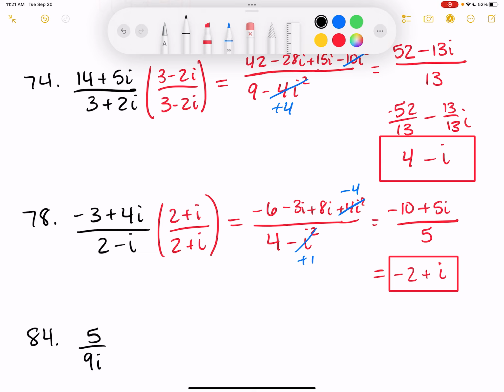We can do 9i over 9i, but that's going to end up requiring us to reduce something eventually, so we can actually just multiply it by i over i. That's what I was saying. So that's going to give you 5i over 9i squared, or negative 5i over 9.